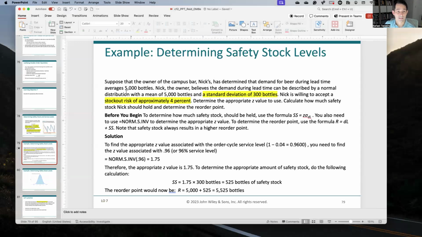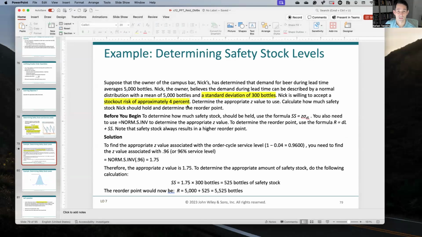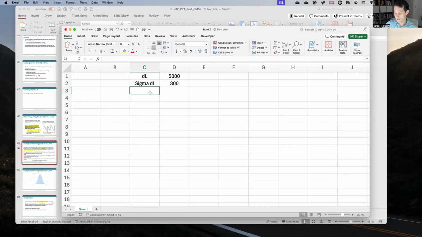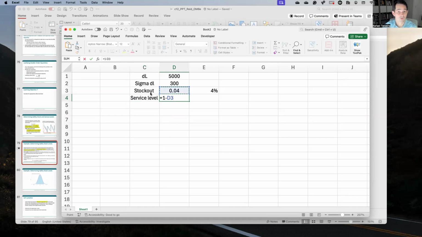Okay, Nick is willing to accept a stockout risk of approximately 4%. The stockout risk is 0.04, or 4%, right? And that's the opposite of the service level. That's the complement of the service level to 100. So if the stockout is 4%, what is missing to 100 is 96. So my service level here is equal to 1 minus 0.04, which is 100 minus 4%. So the service level is 96%.